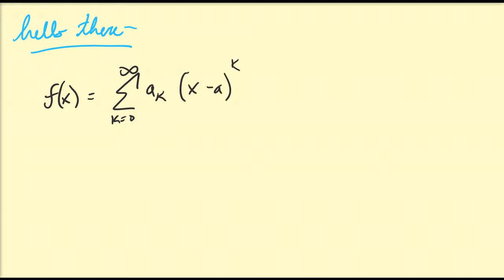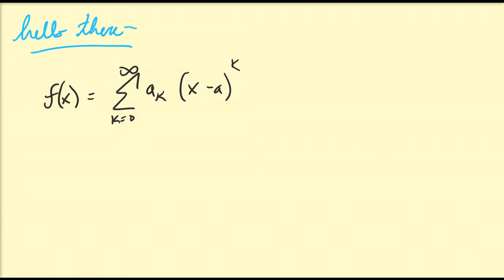Hello there, and in this video we're going to continue our discussion of the radius of convergence for power series for functions. We're going to first begin by reviewing what we mean by the power series of a function. We assume that there exists this representation as the sum of a_k times (x minus a) to the k. We're going to assume that this representation exists for f, so it has to satisfy its differentiability criteria.